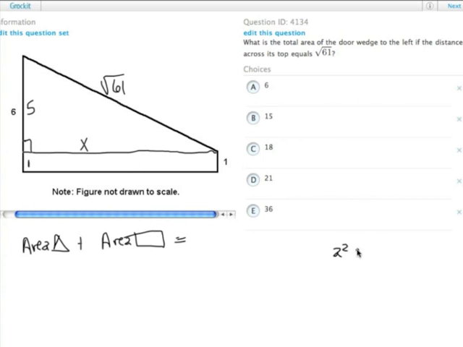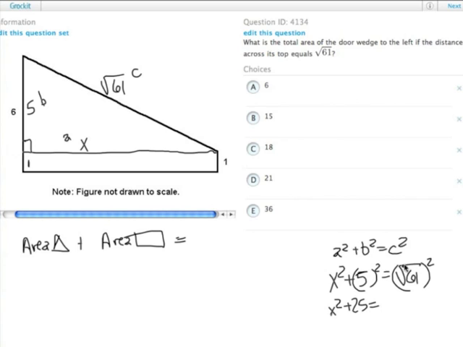Remember that a squared plus b squared equals c squared when you have right triangles. And we know two of these numbers, so we can find the third. We'll call x our a, 5 will be our b, and the square root of 61 will be our c. So we have x squared plus 5 squared equals the square root of 61 quantity squared. So x squared plus 25 equals, when you square the square root, that just equals the number that's there, 61. x squared equals 36, so x equals 6.